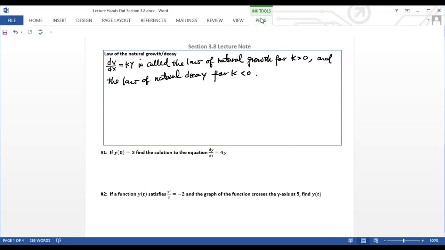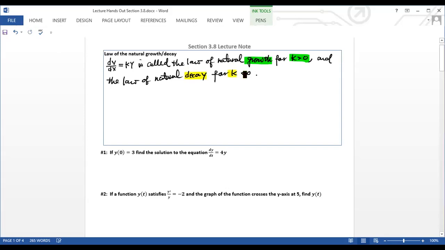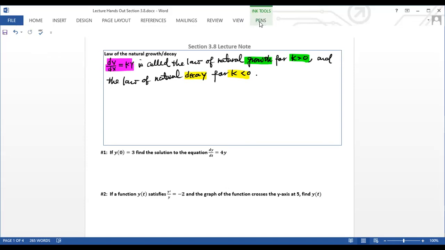So the first thing here, let's highlight it. If it's growth, then k is greater than 0. And if this is decay, then k is less than 0. So what exactly does this equation tell you? dy/dx equal to ky. We know the derivative is the rate of change, right? So here you can interpret that the rate of change, and the k here, in fact, is a constant, right?